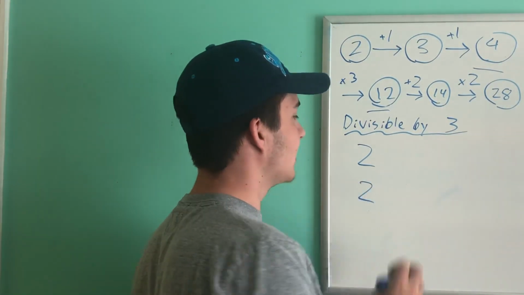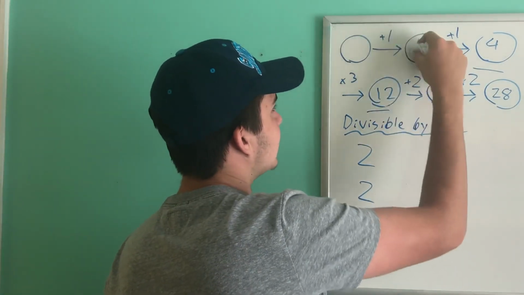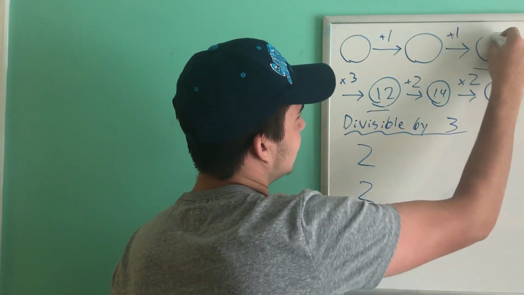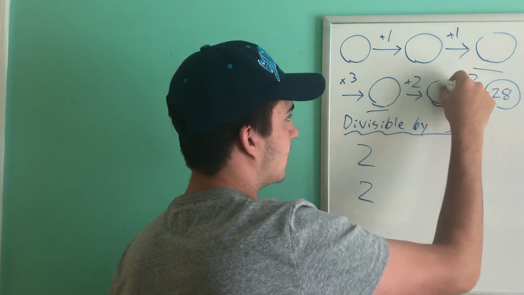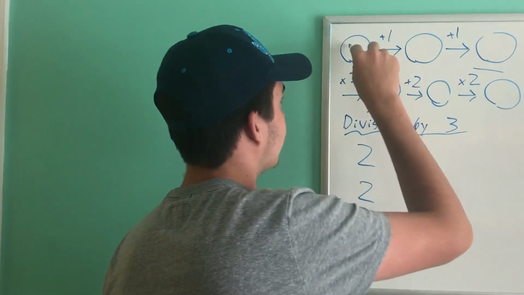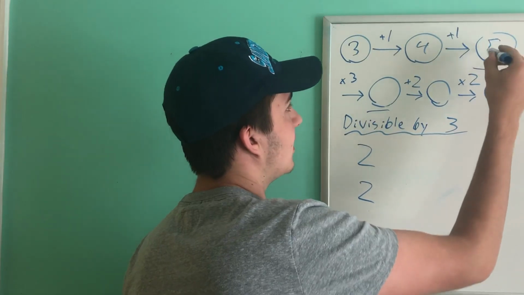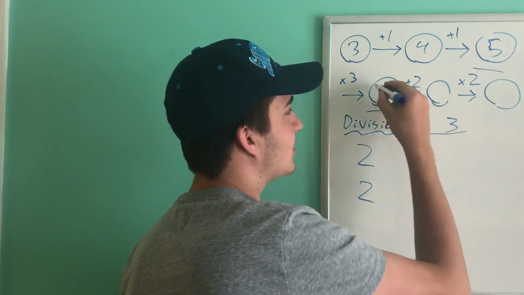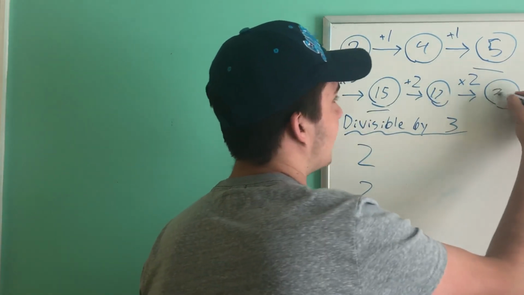So here we have 2 again. Let's try one more. Let's try putting 3 inside and see what happens. 3 plus 1 is 4. 4 plus 1 is 5. 5 times 3 is 15. 15 plus 2 is 17. 17 times 2 is 34.